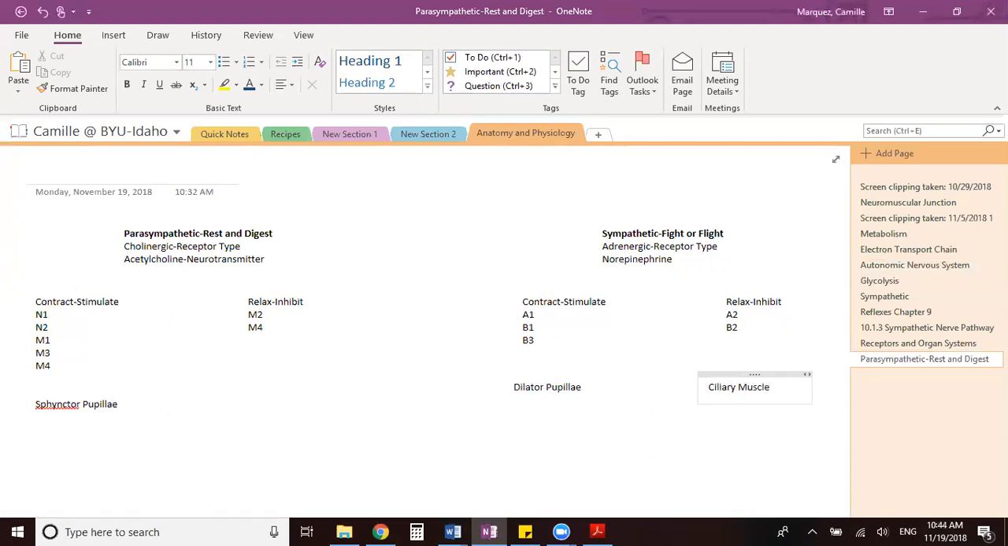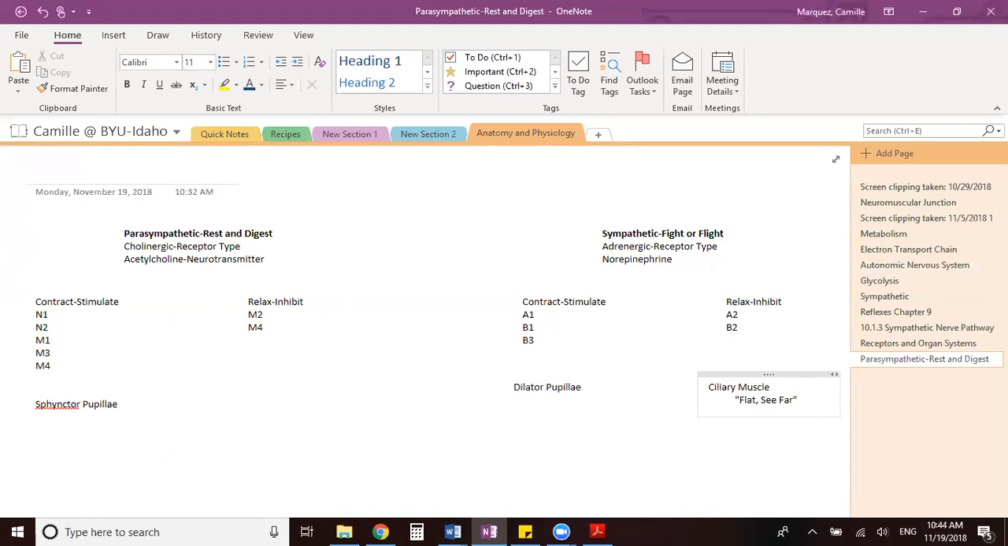our lens to become flat and stretched out. And when it becomes flat, we can see far. So I just want to put flat, not fat, flat, see far. So the F's go together. Flat and far go together. And that's a ciliary muscle in a sympathetic response.